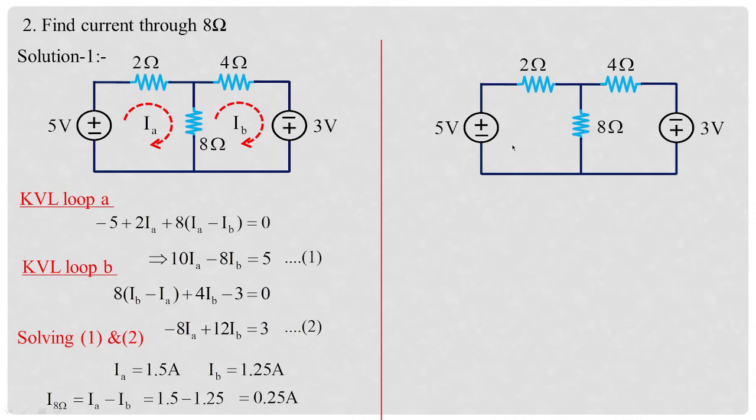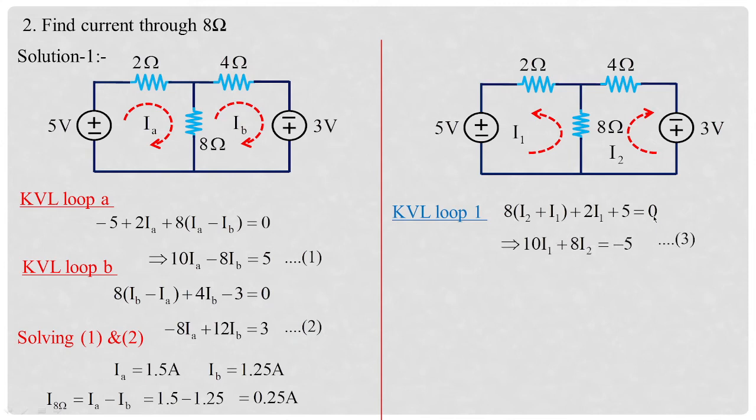Let us cross-examine the result with another technique, that is mesh analysis only, but taking the direction of the currents in a different way. You can see I1 loop I have selected anti-clockwise and I2 I have selected clockwise. So according to this approach, applying KVL to loop 1, I'm starting from 8: 8(I2 plus I1), because from the bottom both the currents are entering, plus 2I1 plus 5 is equal to 0. Isn't that simple?